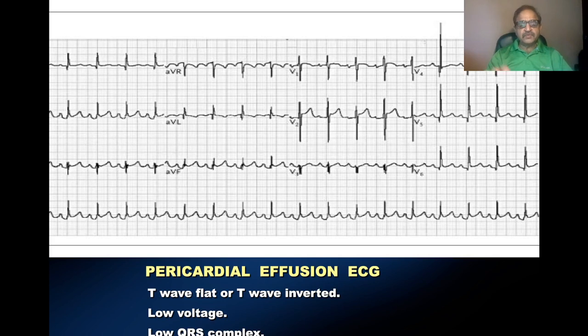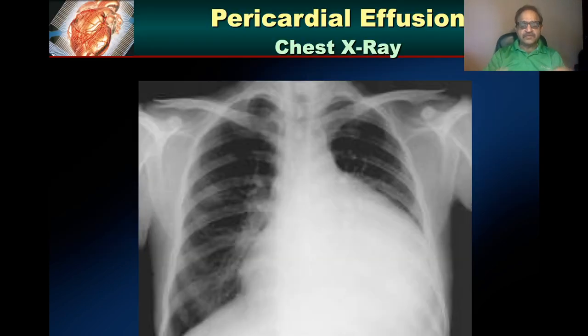ECG shows non-specific ST-T changes and sinus tachycardia, T wave flattening, or sometimes a T wave inversion. X-ray shows enlargement of the heart with no vascular marking and no evidence of chamber enlargement, say globular enlargement of the heart.